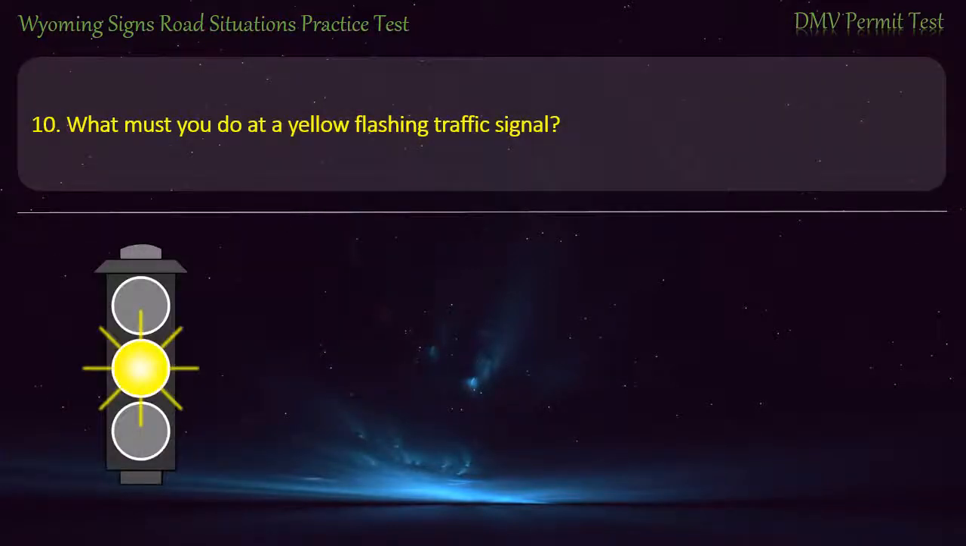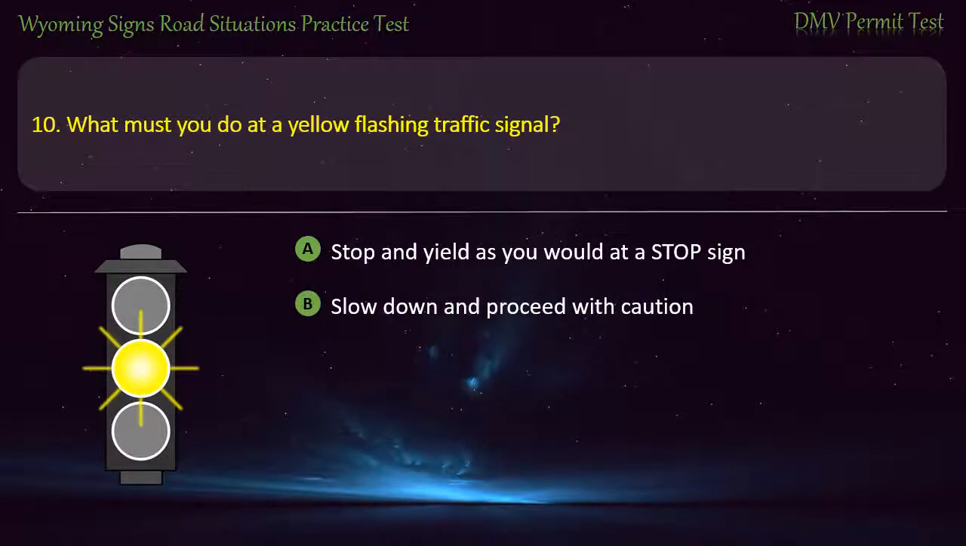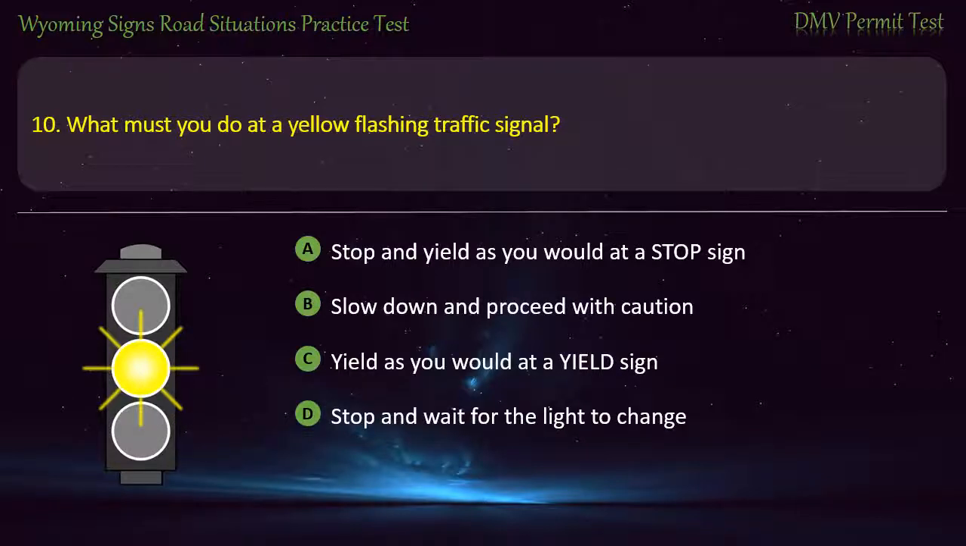Question 10. What must you do at a yellow flashing traffic signal? Stop and yield as you would at a stop sign. Slow down and proceed with caution. Yield as you would at a yield sign. Stop and wait for the light to change. Answer. Slow down and proceed with caution.